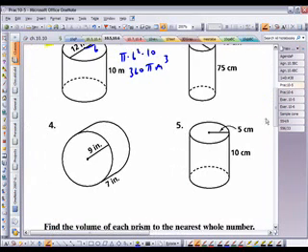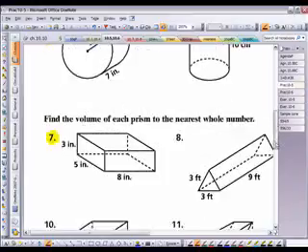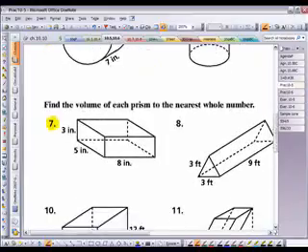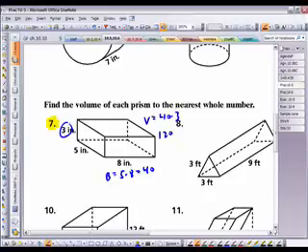Okay, going on to prisms. A little bit more to the prism. It's a rectangular prism, so theoretically the base could be any opposite pair of sides. We'll say it's the bottom, and so the base is going to be equal to 5 times 8, which is 40. The height's 3, and so the volume is 40 times 3, or 120 inches cubed.